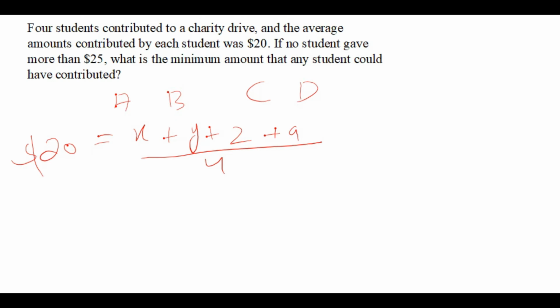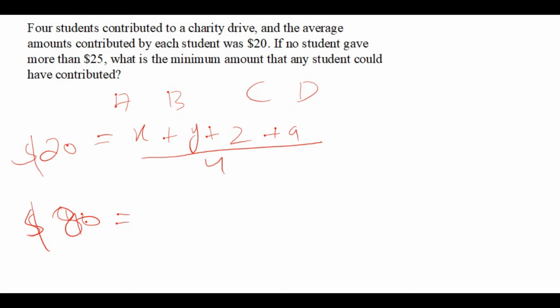So let's assume, first, let's calculate the total amount that they all have contributed. For example, 4 multiplied by 20, that would be $80. The sum of all students' contributions is $80.